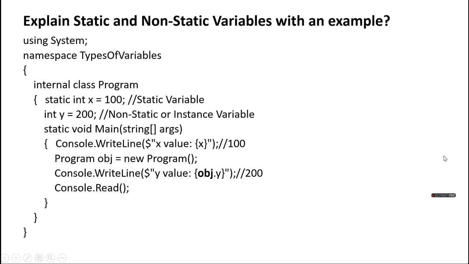Explain static and non-static variable with an example. So see the example here. static int x = 100. It is a static variable. Second, int y = 200. It is a non-static variable. So inside the main method we directly access the static variable, and for the non-static variable we first initialize it: Program obj = new Program(); obj.y returns 200. So we can directly access a static variable without initialization, but a non-static variable we first initialize, then use.